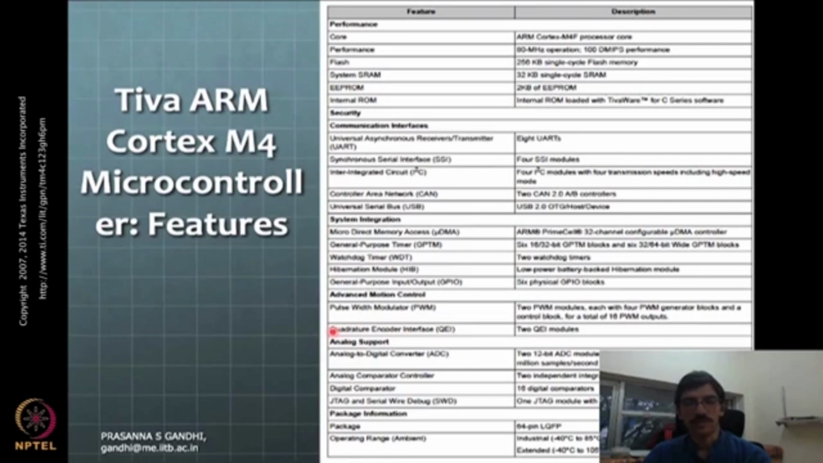We are sending you this motor along with its encoder. So we'll interface this encoder with TIVA and see how it can give these counts. That's all we'll do as a part of the lab. So we'll focus on this motion control part, and then some part of analog inputs.